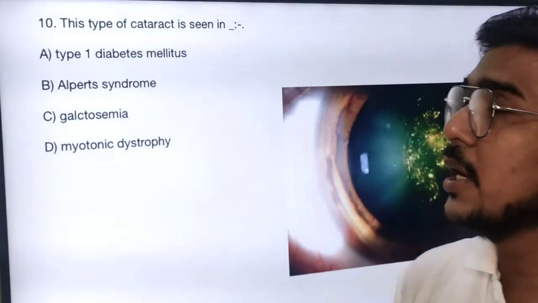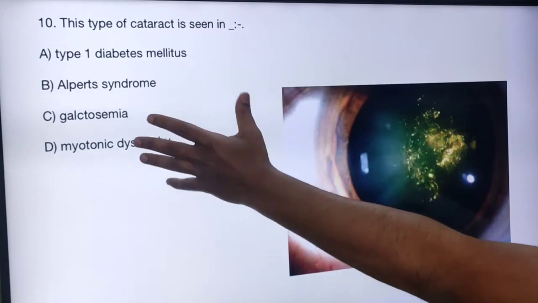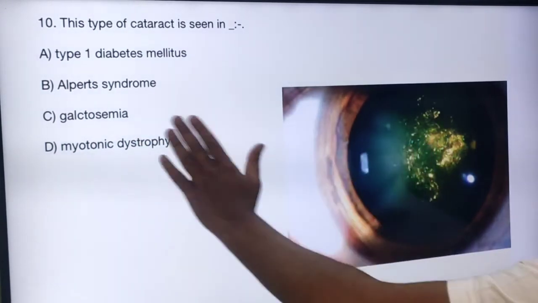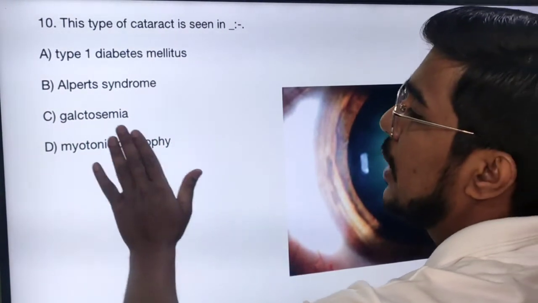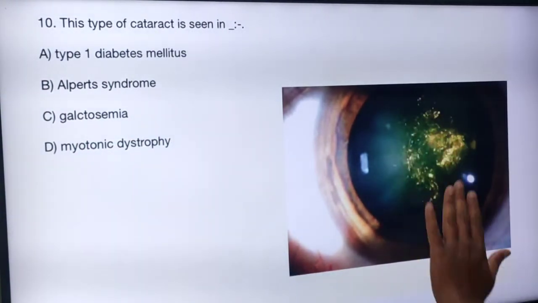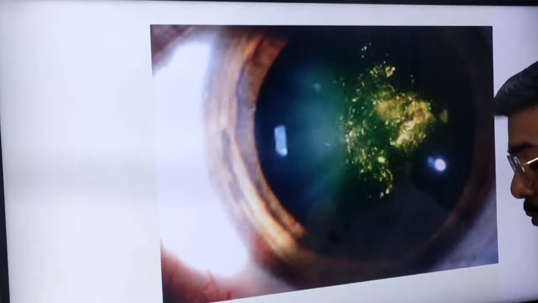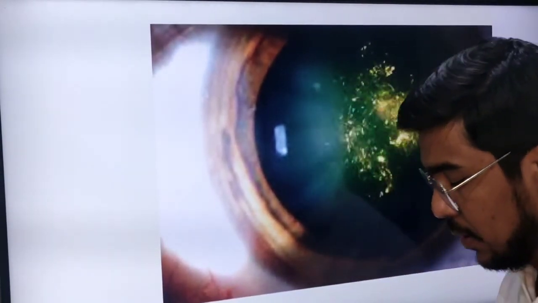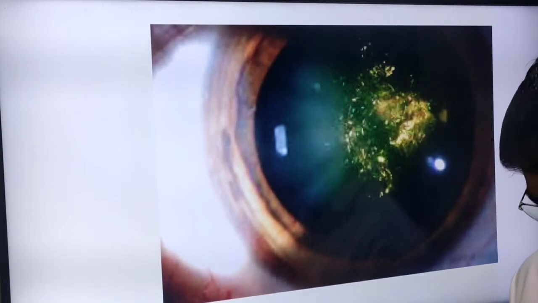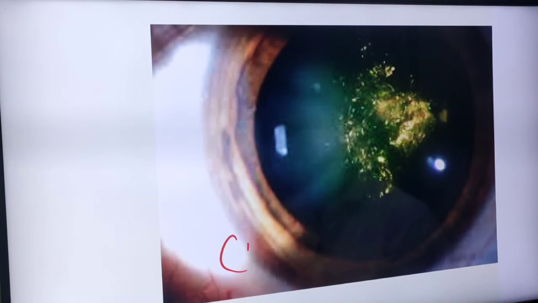Now coming to the 10th question, the type of cataract seen in type 1 diabetes, Alport's, galactosemia, myotonic dystrophy. What is this cataract? You already know. I know that everybody should know about this. Just for completion, I have put it here. This is a Christmas tree cataract.